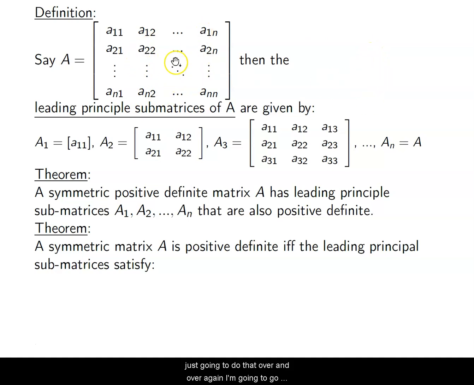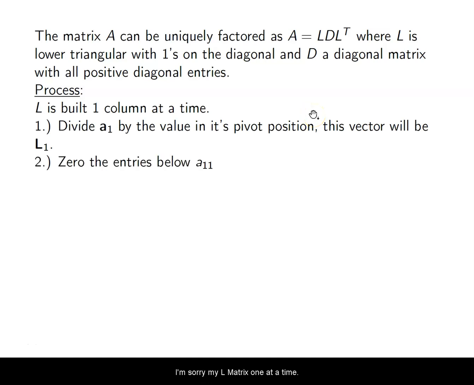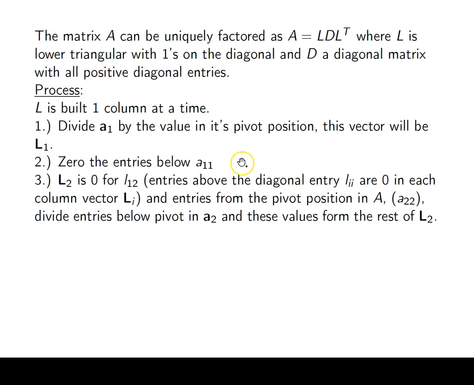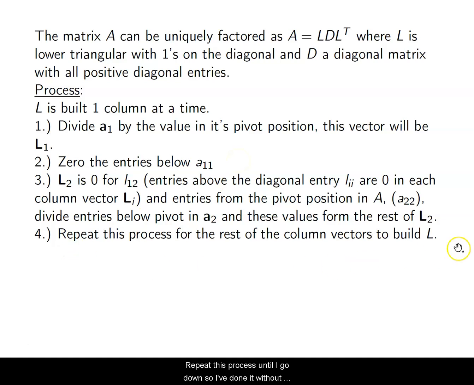And I'm just going to do that over and over again. I'm going to go over here, and in the third term, in L3, that will be 1. All the values above it in my L3 will be 0. And then I take this next pivot position, and I divide all the entries below it by that A33 term, and that is what goes into the rest of that L3 vector. And I just do that all the way across A until A is done, and that's how I build my L vector, or I'm sorry, my L matrix one at a time. So I repeat this process until I build it out.